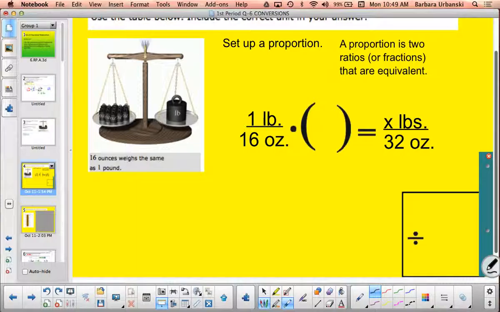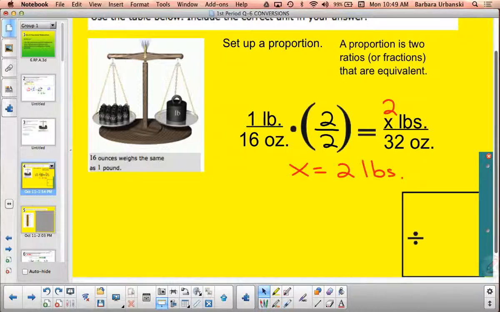And what would we multiply? Well, we're going to multiply by 2 over 2 because 16 times 2 will give us our 32 ounces, and then 1 times 2 will give us our X value, and our X value is going to be 2 pounds. Therefore, X is going to equal 2 pounds, and that would be your answer.